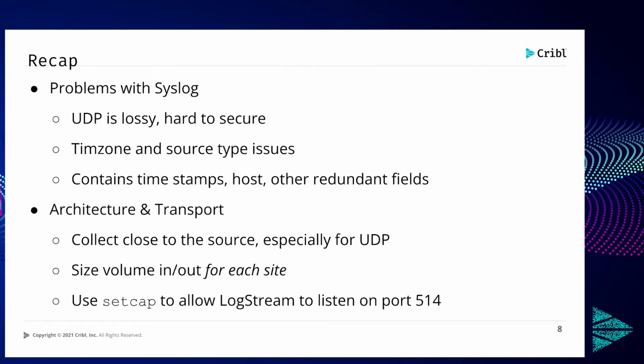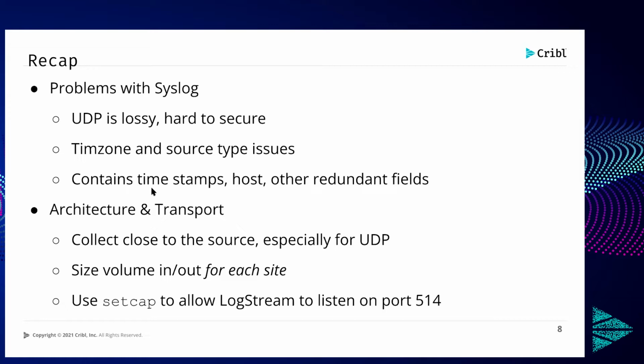Okay, so just to recap what we covered so far, some of the problems are that UDP is lossy and it's impossible to secure unless you install a VPN tunnel. TCP does fix some of those problems, but it requires support by the vendor for TLS or SSL if you want to have that be secure as it's traversing across the internet. There continue to be time zone and source type issues, and there's that redundant set of fields that literally are consuming bytes on disk, but are never of any use because you're not searching them the way they're stored.